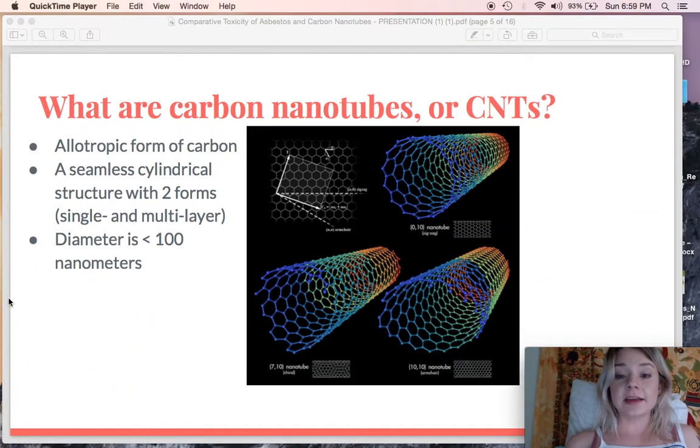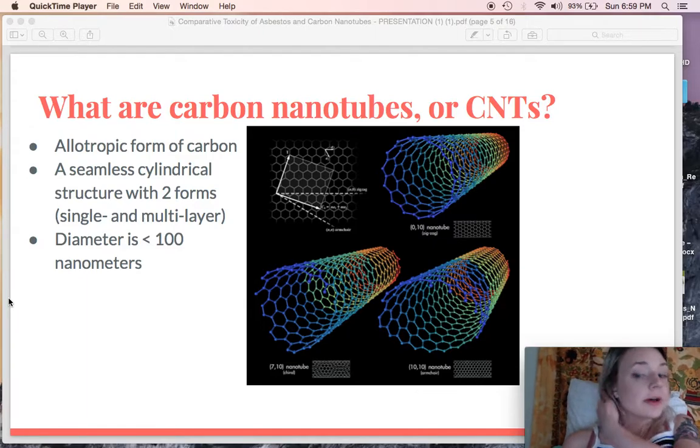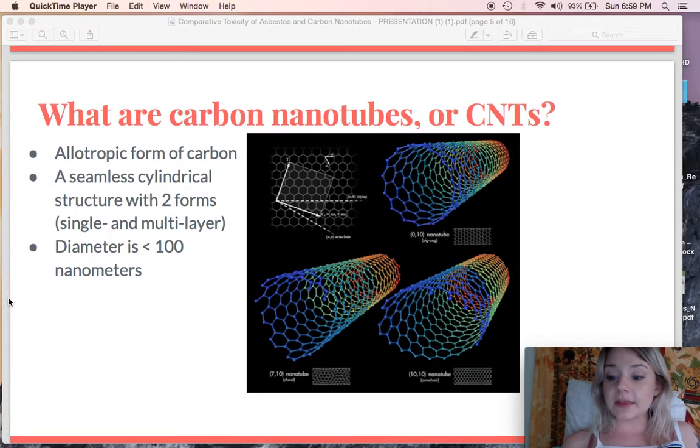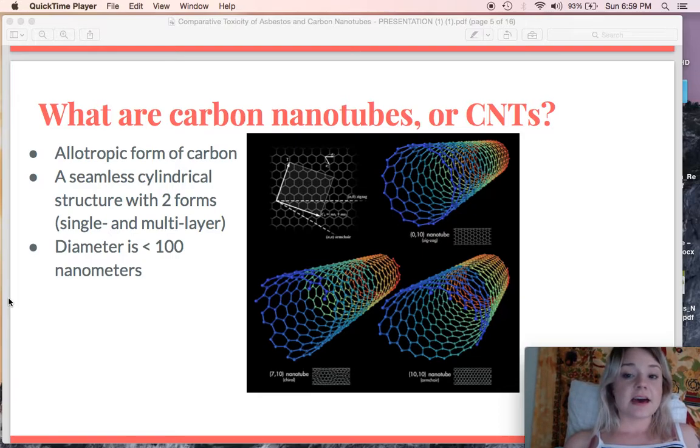So what are carbon nanotubes, or CNTs? Carbon nanotubes are made up of an allotropic form of carbon. If you remember back to high school chemistry, you'll recall that an allotrope is the ability for some elements to exist in different physical chemical structures, yet still retain the same properties of that element. If you look at the picture, you'll see that a CNT is a seamless cylindrical structure with 2 forms. It can be either single or multi-layer. And importantly, CNTs are very, very small. Their diameter is always less than 100 nanometers.